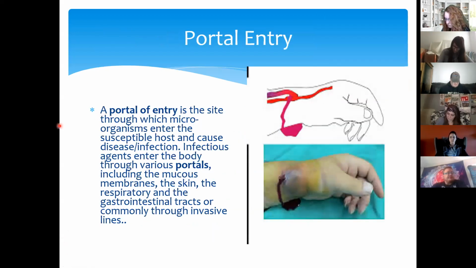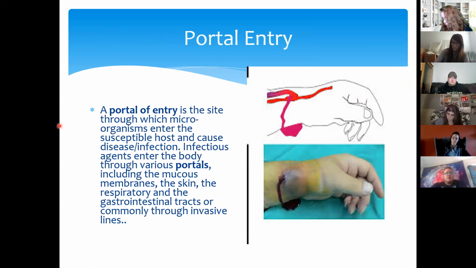So we need to have a portal of entry. So a portal of entry is how this microorganism gets into the person themselves. So we've gone from the reservoir where they live to how it is going to be transmitted to and get to the susceptible host. And then it has to get into the body. So that is our portal of entry.